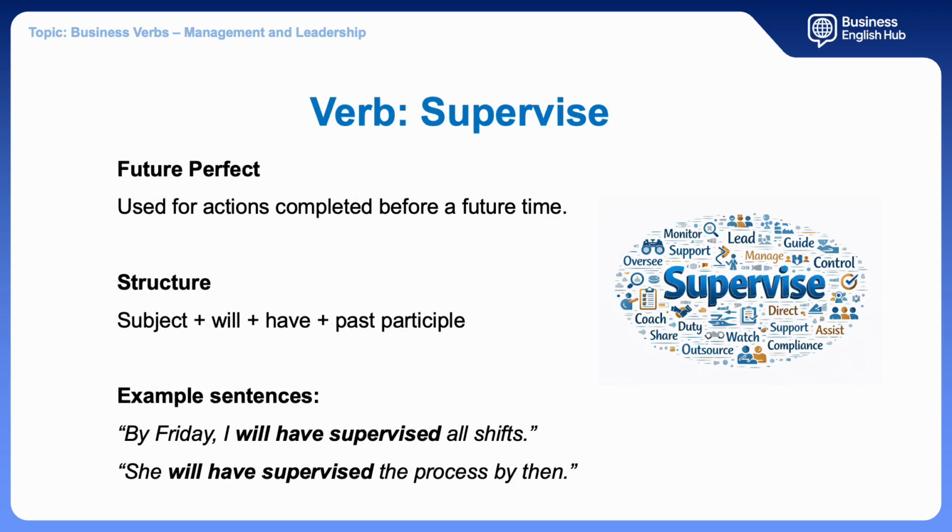The future perfect of the verb supervise is used for actions completed before a future time. Examples include: by Friday, I will have supervised all shifts. She will have supervised the process by then.